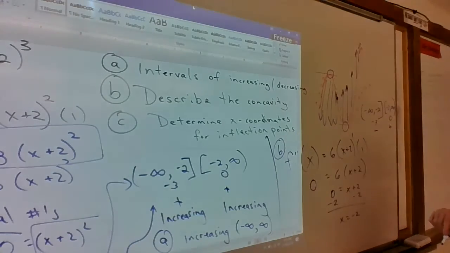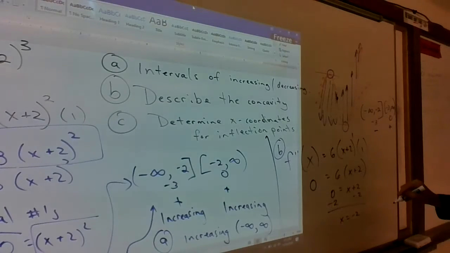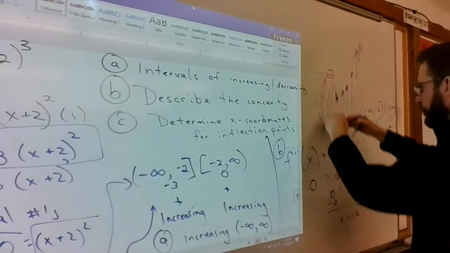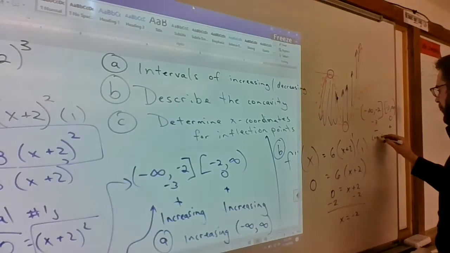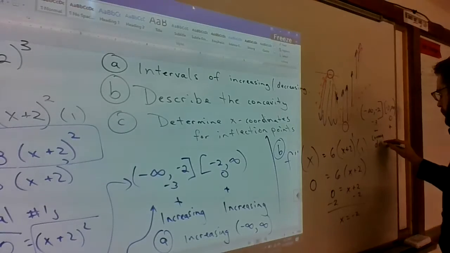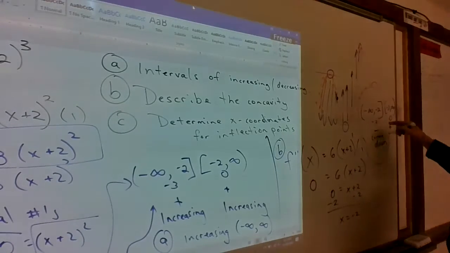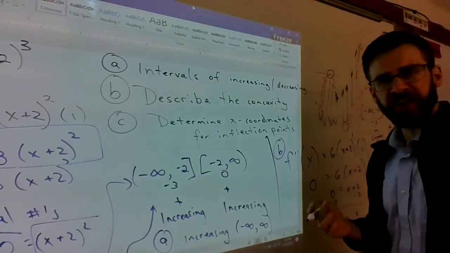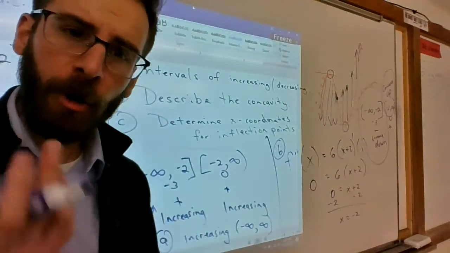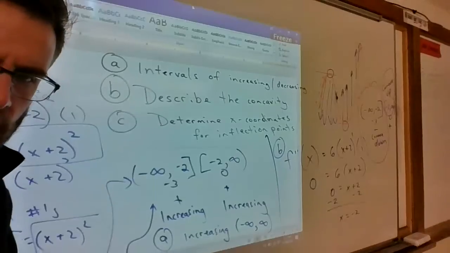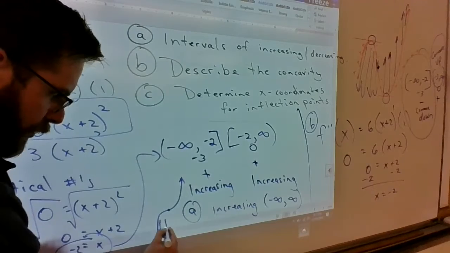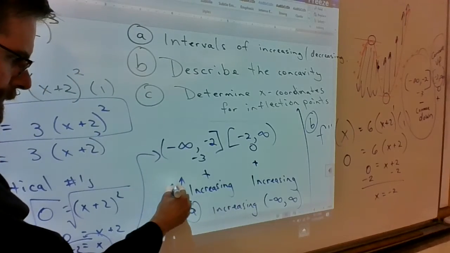So what this is saying is, when I take the second derivative, negative means pushing down. This is going to be concave down from -infinity to -2. This is going to be concave up from -2 to infinity. And hopefully this makes sense to you based on the graph that I put down here. It's like right here is the point that separates holding water down versus holding it up.